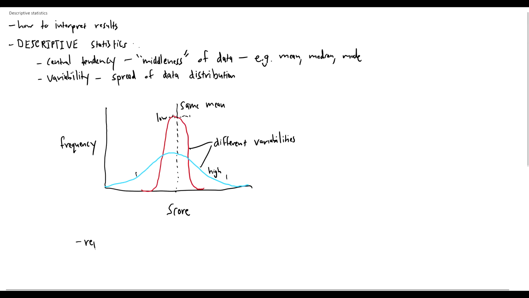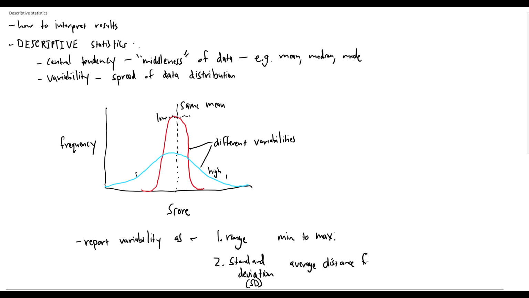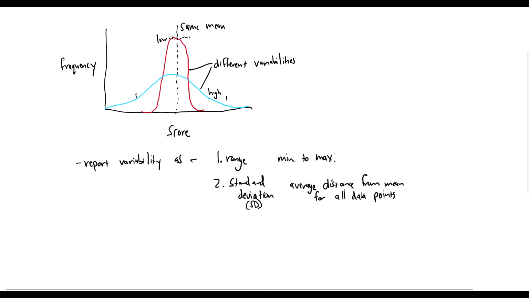We can report variability in two ways. One is the range, and this is just the range of values from the minimum to the maximum. It doesn't tell us much about the distribution of the scores because there could be outliers that are way outside of where most of the scores are clustered. The other, more informative way is the standard deviation, and this is the average distance from the mean of all the data points. So we take the distance from the mean for each data point and average it.